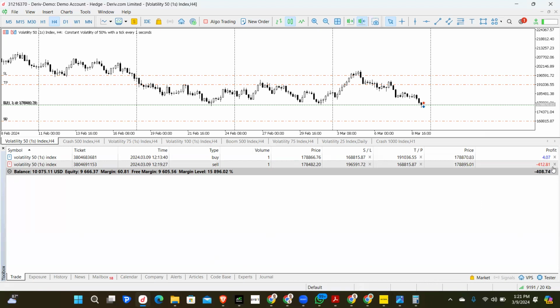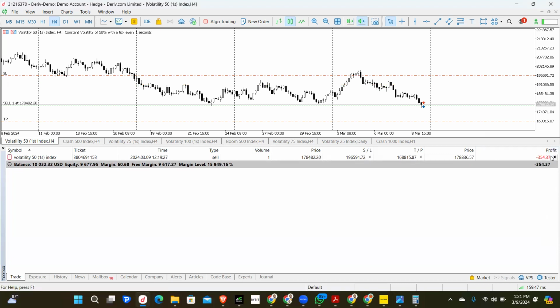So I want to close these trades. I'm just waiting for this one to turn blue, then I'll close it. I did not do analysis on this one. All right, let me just close these.